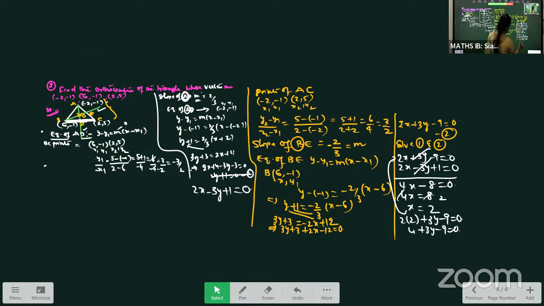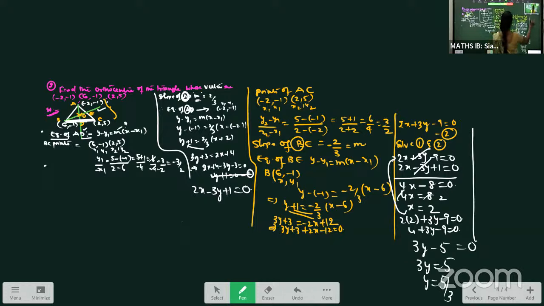Then 3y minus 5 is equal to 0. 3y is equal to 5. y is equal to 5 by 3. Therefore, x comma y is equal to 2 comma 5 by 3. This 2 comma 5 by 3 answer, this question is very, very important. Many times it was given in the final exam. So please remember this and practice it more and more.